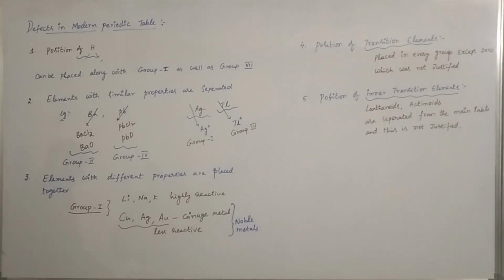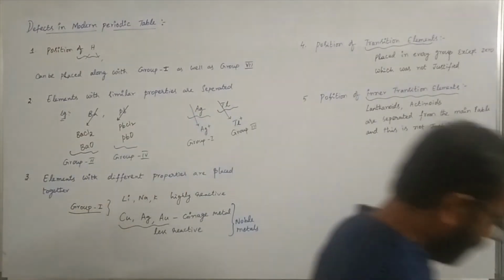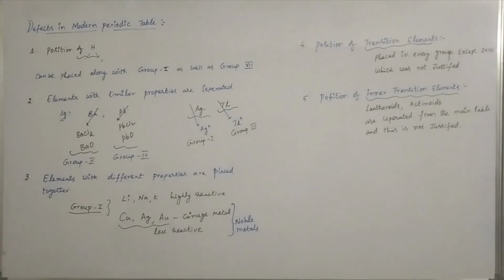After that, Bohr proposed that periodic classification must be done based upon electronic configuration. So, if you complete this, we will discuss that. Classification based upon electronic configuration.